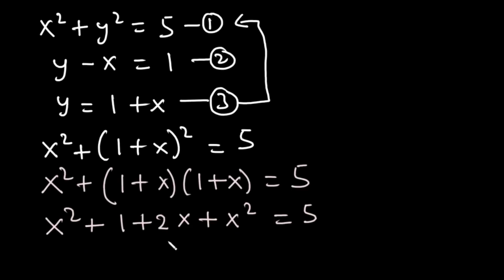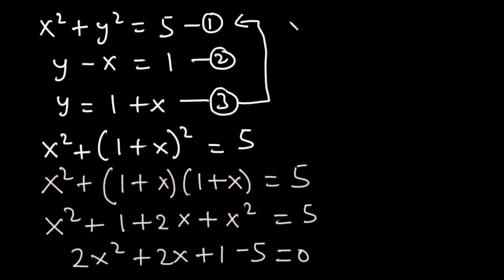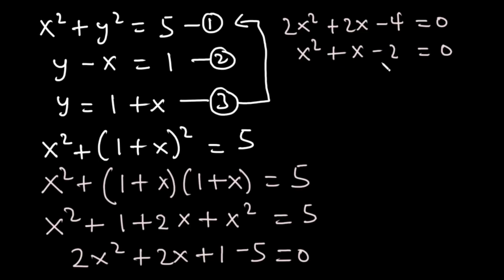x squared plus x squared is 2x squared, plus 2x plus 1 minus 5, which is equal to 0. So we have 2x squared plus 2x, and then 1 minus 5 is negative 4, is equal to 0. Since 2 is common to each term, let's factor out 2. So we have x squared plus x minus 2 is equal to 0.